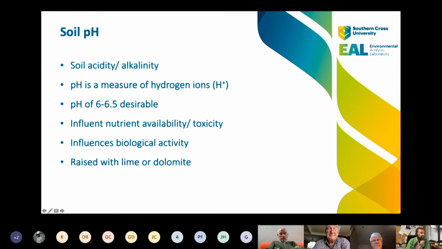Soil acidity, alkalinity: obviously if it's less than 7, it's acidic soil. If it's greater than 7 pH, it's alkaline soil. And that's just the nature of what you're dealing with. pH is a measure of your hydrogen ions. I say desirable is 6 to 6.5 in water. I won't go into too much detail on calcium chloride pH. It's about 1 unit lower than water pH.